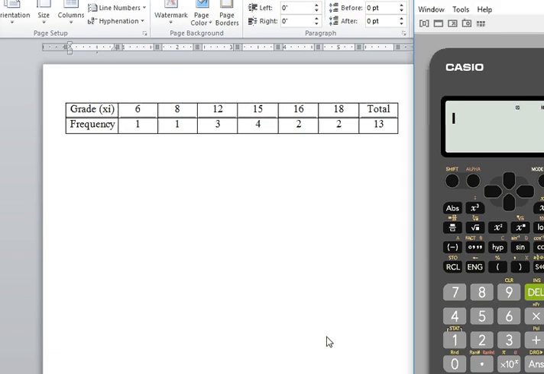So what you have to do first, you have to clear all the data. You press shift 9. Okay, you have above 9 CLR, it means clear. Then you press 3 for all, so 3 and equal, then AC. Okay, then you put it in statistic mode.